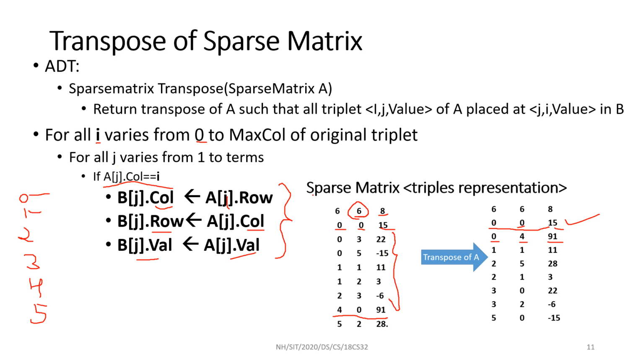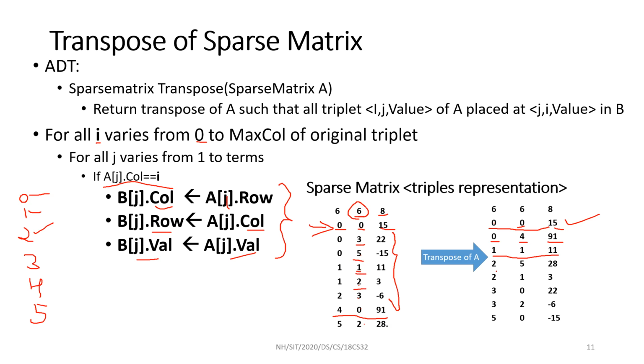Next, for I equal to 1, again you have to start scanning from here. Not a true, not a true, not a true, true. So that will come here. Okay. 1, 1, 11. Not matching to 1. No match, no match, no match. 1 is over. Go for the next value of I. I value is now 2. Again, you start from here.